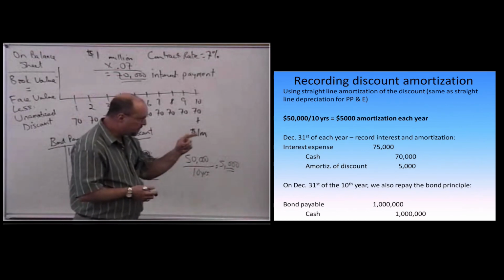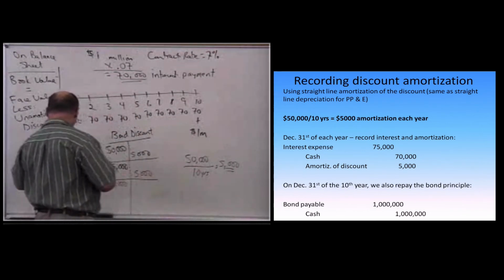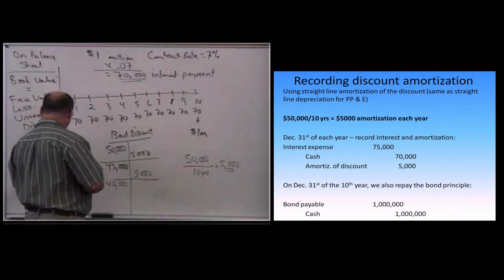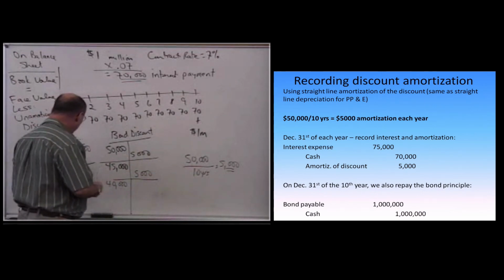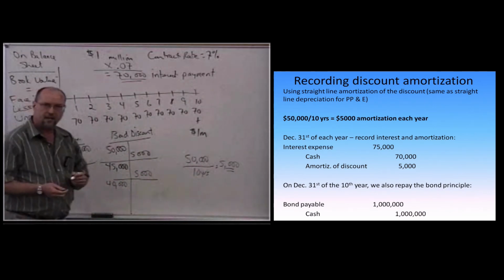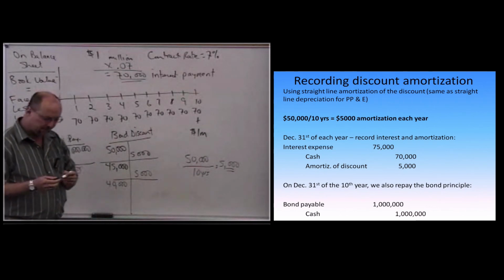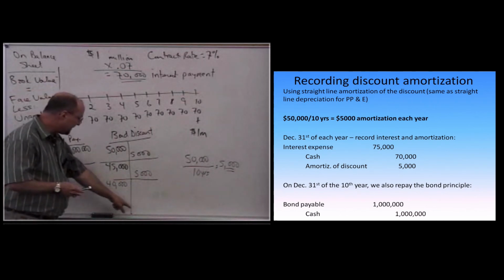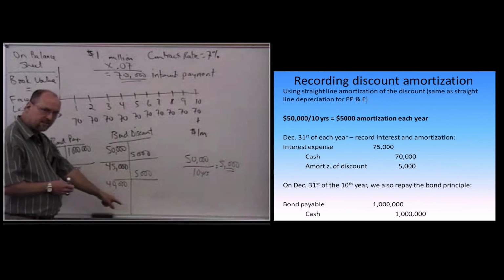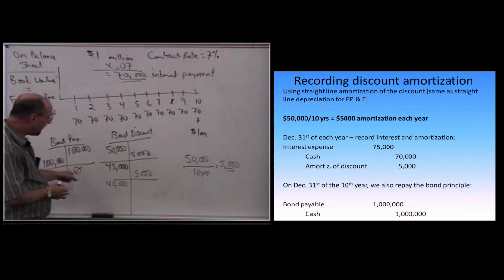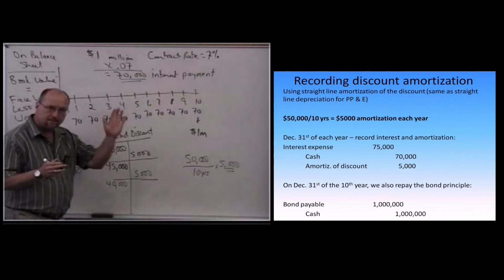So I'm going to debit the bonds payable for $1 million. That's going to zero out the bond account, and I cut a check for $1 million. I credit cash for $1 million. This account will be down to 0 by the end of 10 years. And when I pay the bond back, that's also gone, 0.